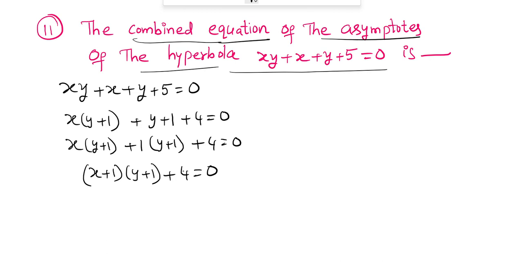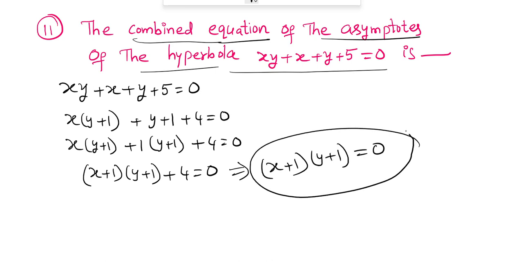Now the hyperbola and its asymptotes' equation differ by a constant. Therefore, the asymptotes equation is x plus 1 into y plus 1 is equal to 0. This is the combined equation of the asymptotes to the hyperbola, that is x plus 1 into y plus 1 is equal to 0.